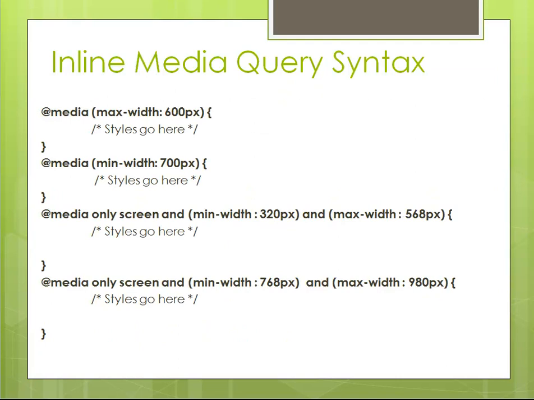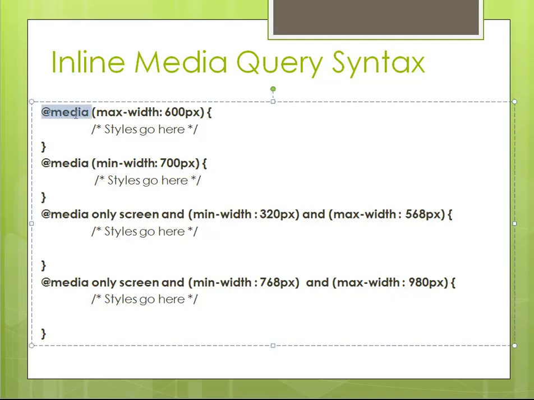Alright, so now let's take a look at some inline media query syntax. What we need to do is, inside, let's say we're in a style sheet called style.css or whatever, we could use this media tag here, and we could set a max width of 600 pixels, so whatever we put in between here will only show up if the window is under 600 pixels, because that's the max width. Here we have a minimum width of 700 pixels, so anything that goes here will not show up if the window is less than 700 pixels wide.